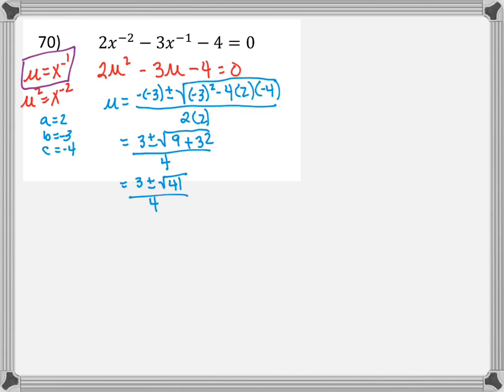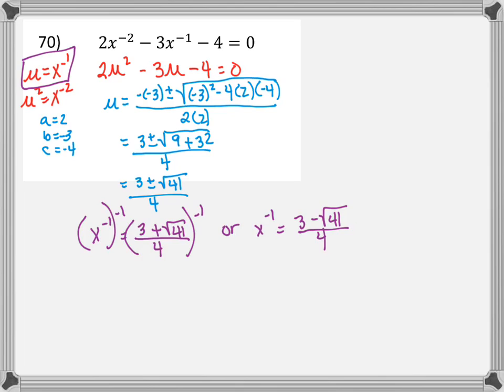But now we need to substitute x to the negative 1 in for u. I have x to the negative 1 equals 3 plus the square root of 41 over 4, and then x to the negative 1 equals 3 minus the square root of 41 over 4. We need to solve both of these for x. So let's raise both sides to the reciprocal exponent. What's the reciprocal of negative 1? Negative 1. So on the left side I have x.